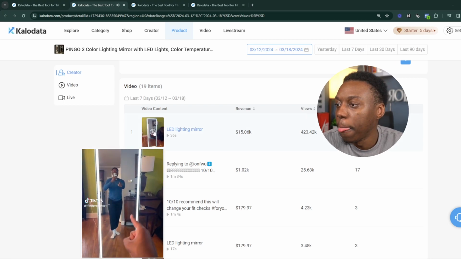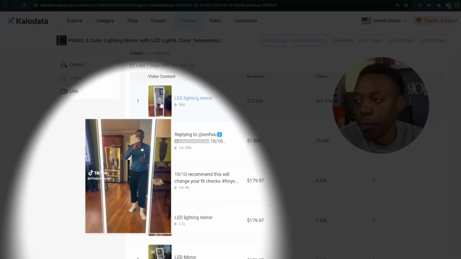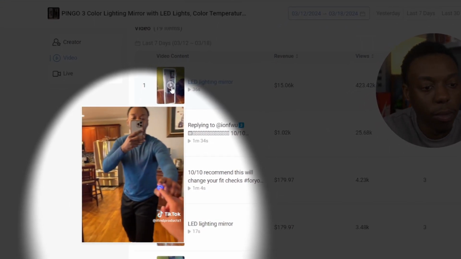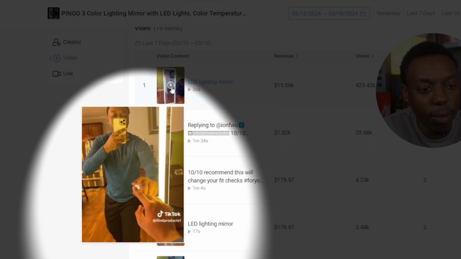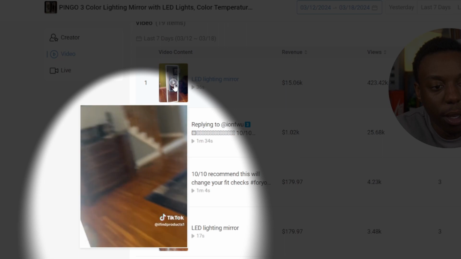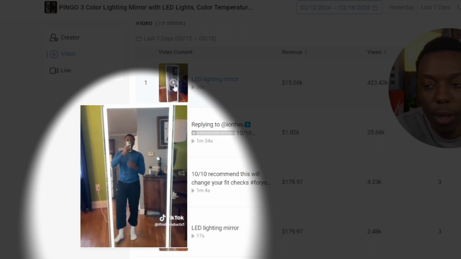Yo guys, I just got this LED mirror off the TikTok shop and I'm blown away by how good it actually is. It's a little over 5 feet tall and it has these LED lights that you can use to change the colors, which is insane. It's also pretty light. It has this nice little kickstand at the back. And if you wanted to mount it on your wall horizontally, you can do the same thing as well.